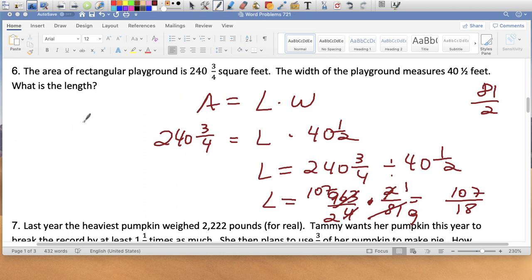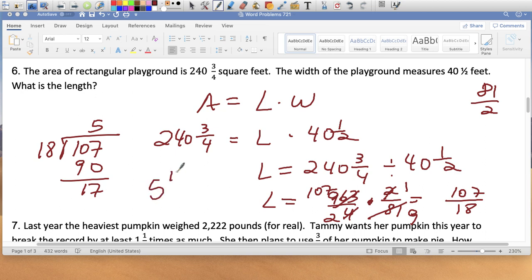And what's 107 over 18? 107 divided by 18 is going to give me 5. So again, the length, if I want to write it as a mixed number, the 5, which is 90, gives me a 90. So I have 17 left over. So it's 5 and 17 over 18 inches or feet. Sorry. Okay.